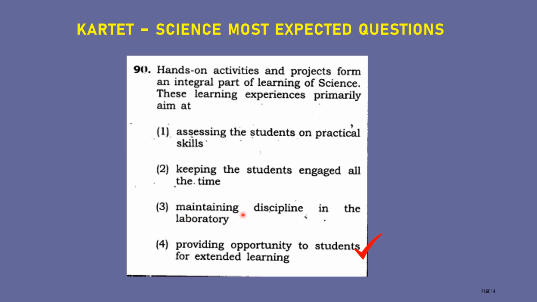Then next one, maintaining discipline in the laboratory. This is also wrong, because only maintaining discipline is not the aim. The next, fourth one, providing opportunity to students for extended learning, and this is the correct one, because when you are doing hands-on activities or project, you are giving a particular topic to your students, then you are creating an environment to make the student learn each and every topic properly.